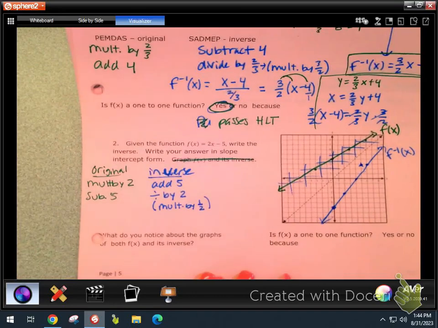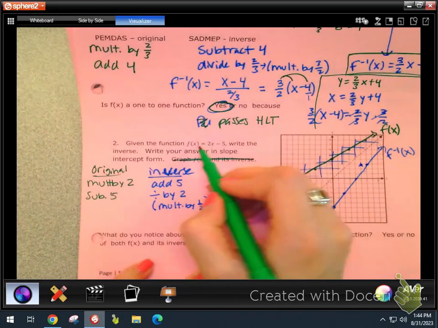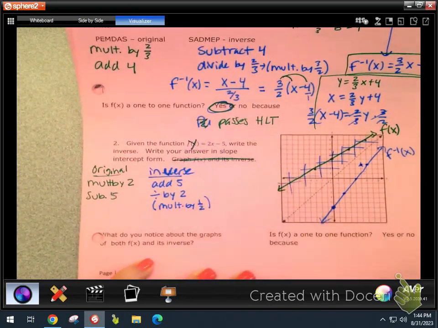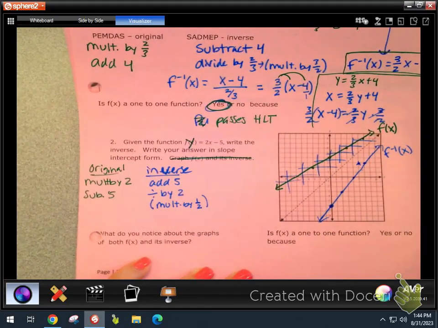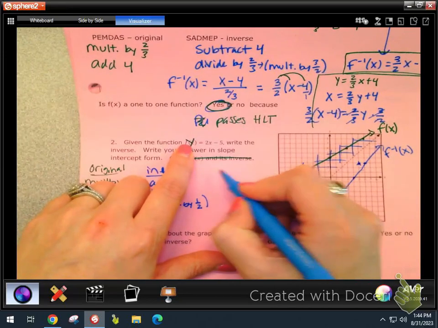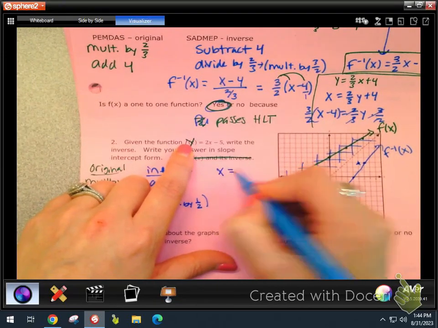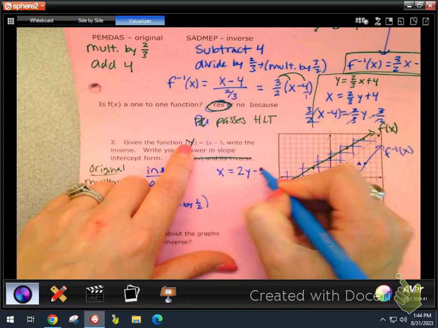Okay? So my original equation, remember f of x is the same thing as y. I'm going to do this algebraically for you. I know these are my steps over here. This is the order I need to do everything, but I'm going to write it out. I'm going to switch x and y. So x is equal to 2y minus 5.